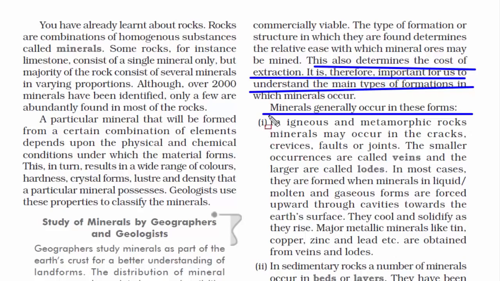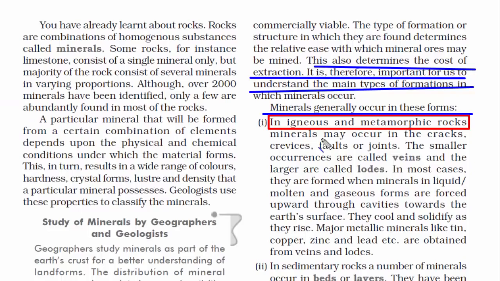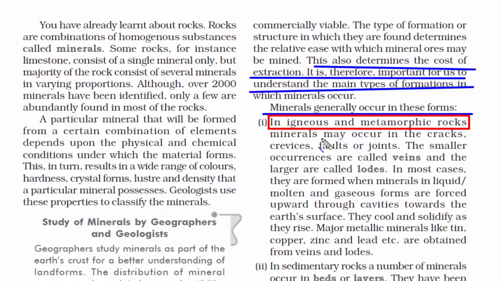First one is in igneous and metamorphic rocks. Igneous rocks are those rocks that are formed through the cooling and solidification of magma or lava. Granite is a fine example of igneous rock. Metamorphic rocks are those rocks which have been changed by extreme heat and pressure. They have been heated, squashed, or stretched over a long period of time. Now this causes massive physical and chemical change. Marble is a fine example.